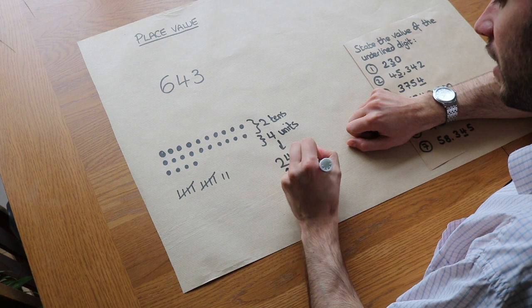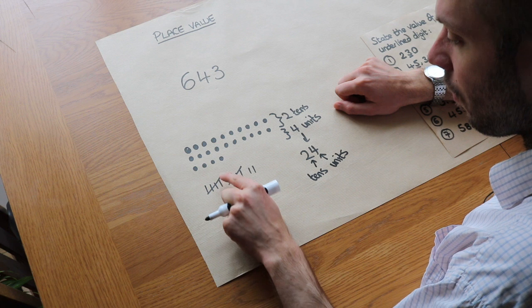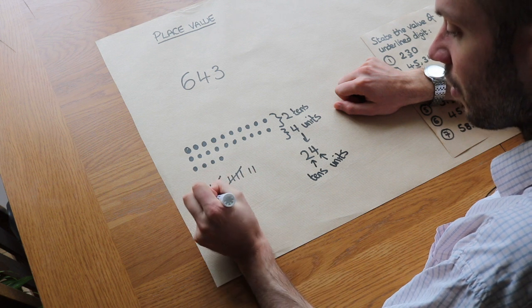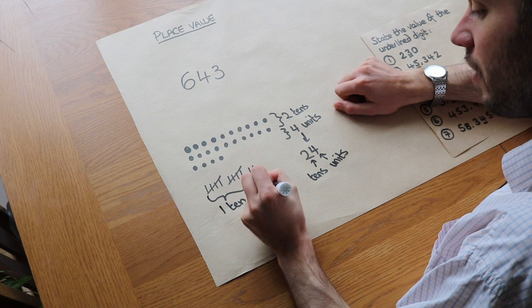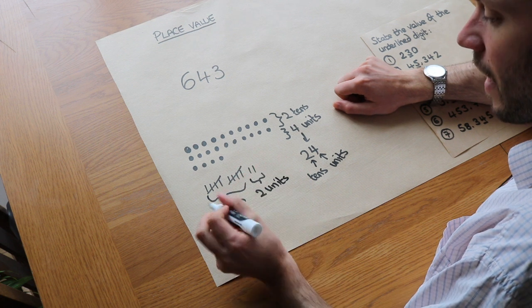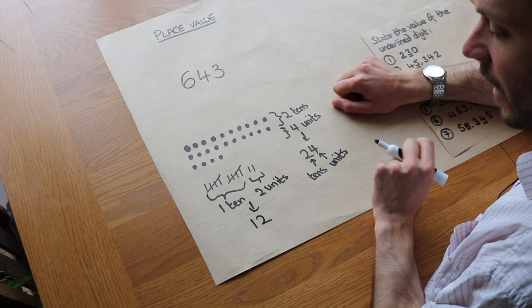And with this example we can see we've got 1, 2, 3, 4, 5, 6, 7, 8, 9, 10. So we have one lot of 10. And then we can see we've got 2 units left over. And therefore that gives us a number of 12. We've got 1 ten and 2 units.